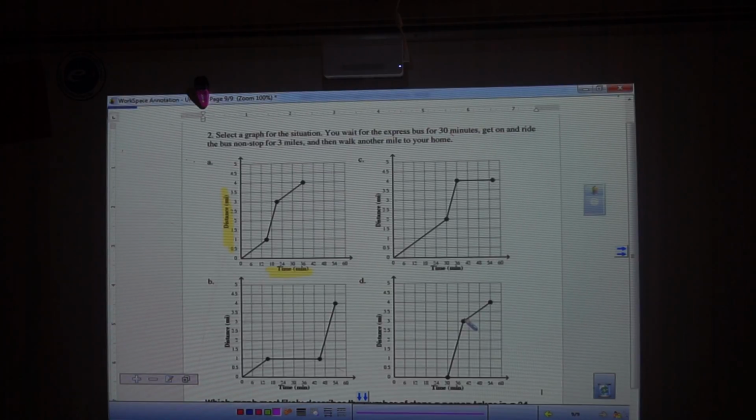Okay, and then walk another mile. So then you walk another mile. Well, this is the obvious choice here because when you ride the bus, notice the rate of change is much quicker here than when you walk. So choice D.